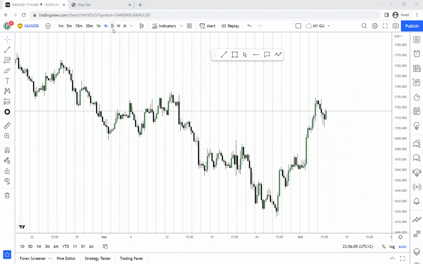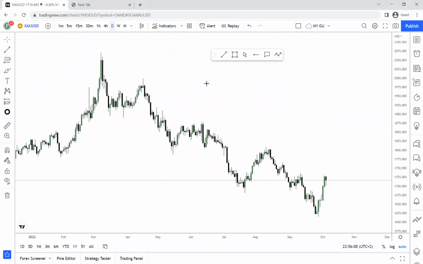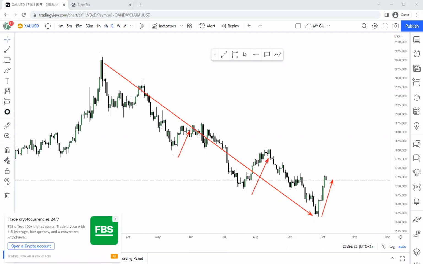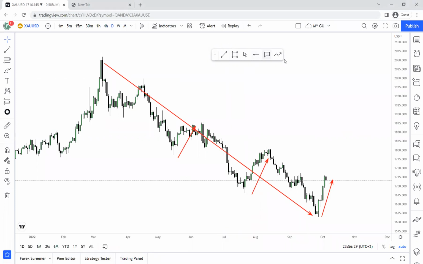So if we go on the daily time frame right now, what do we have? As you can see, price was going down, right? Price was going down. And what do we have right here? We have a minor correction. The same way we have a correction, the same way we have a correction. So the best thing that we could do right now is to try and identify our trends using Elliott waves. So what does that mean?